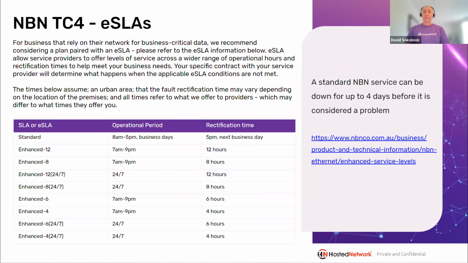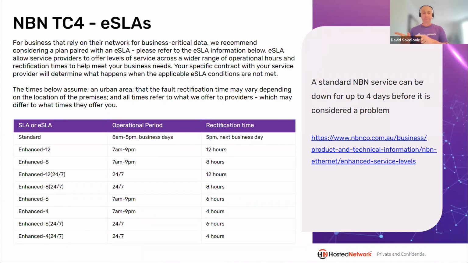Now, because TC4 is primarily a residential or small business service, when things go wrong, it takes a while for it to be fixed. This information comes from the NBN website as well. So just to put things in perspective, a standard fault fix time for NBN TC4 has their support team working on issues between 8 a.m. and 5 p.m. on business days only, with a rectification time of 5 p.m.